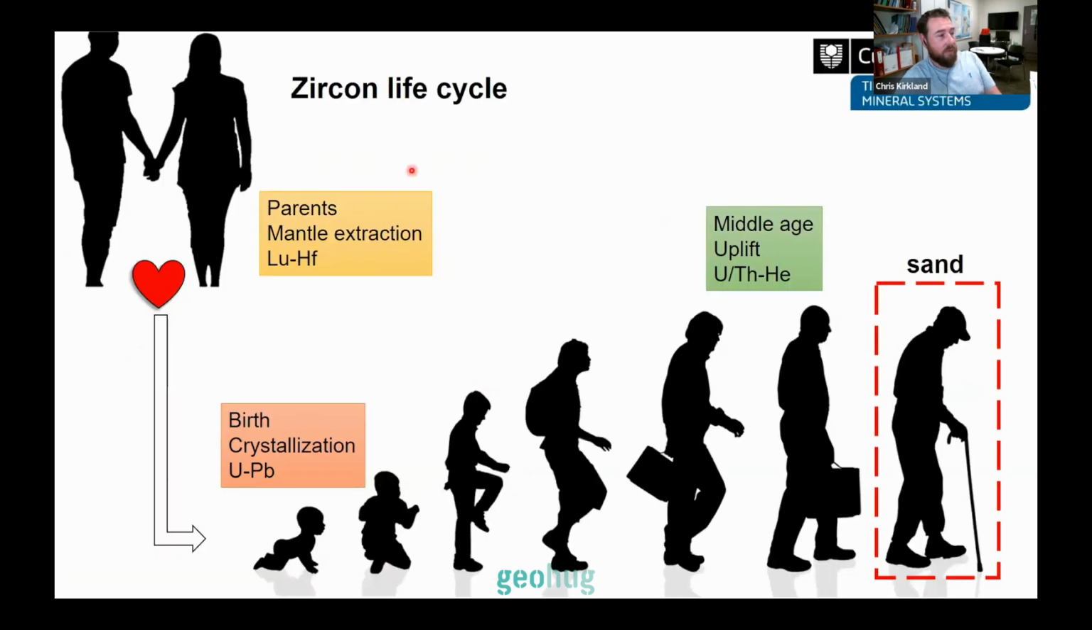So we've got this idea of this full life cycle of zircon. When the parents meet, that's very much like lutetium-hafnium telling us about when the source material was formed. The birth of the crystal, we can tell that using uranium-lead in zircon. That's what we've talked a lot about today. But we can also tell uplift processes using uranium, thorium, helium. And in the old age, in the detrital sand, well, that's a really good sample media because we can tell this full life history of zircon grains.